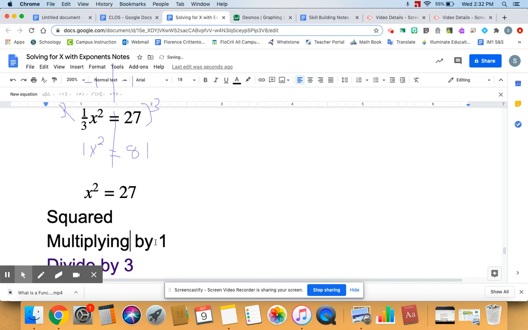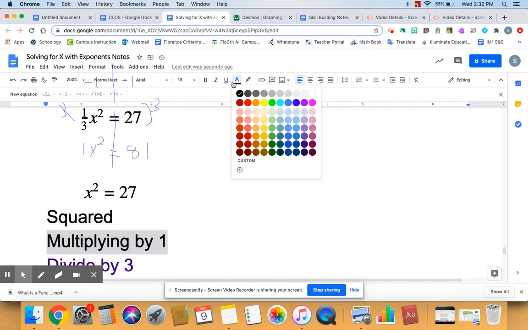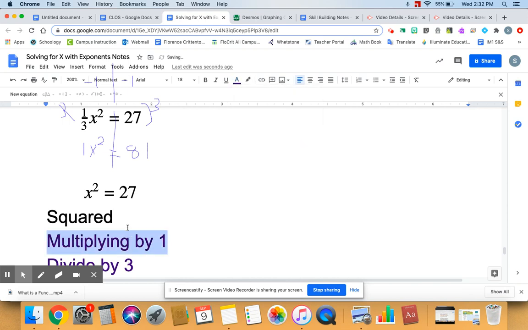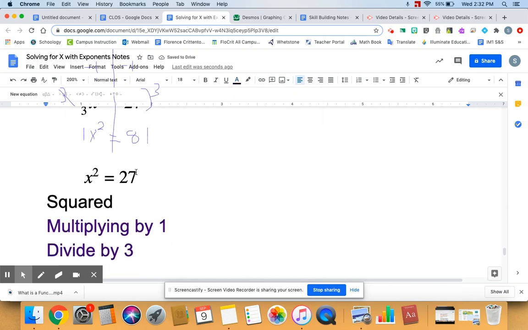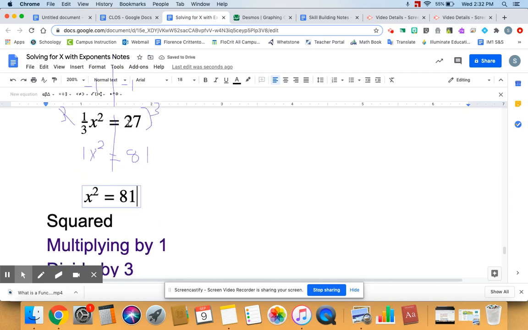The reverse of multiplying by 1 is dividing by 1. And 1 divided by 1 is still just 1. And 1x squared is just x squared. So because it's the identity, I don't actually need to do anything with that step. And finally, oh, it wasn't equal 27. It's equal 81. Silly me. Because I needed to multiply that 27 by 3 to get that 81. I just copied it wrong.